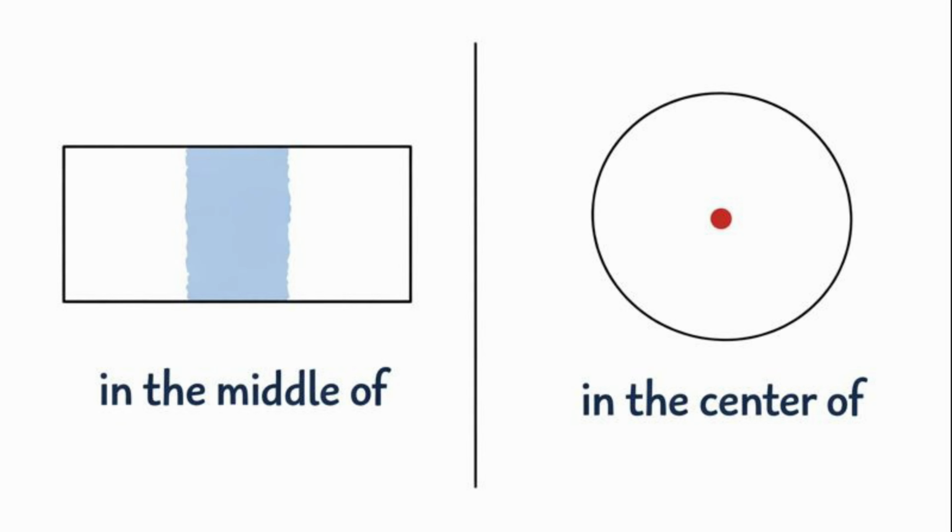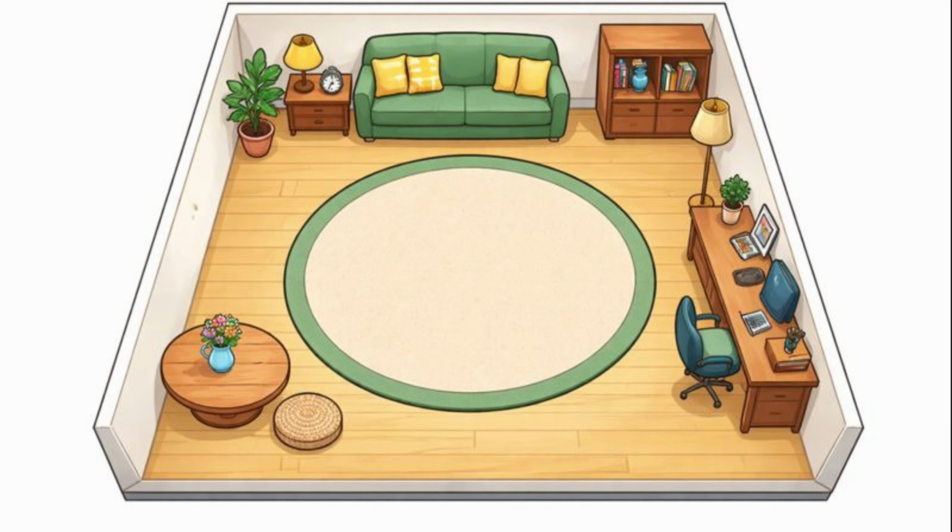In the middle of is more general and flexible. In the center of is more exact and precise. When accuracy matters, in the center of is the better choice. In rooms, we say, the rug is placed in the center of the room. This shows the rug is evenly positioned from all sides.